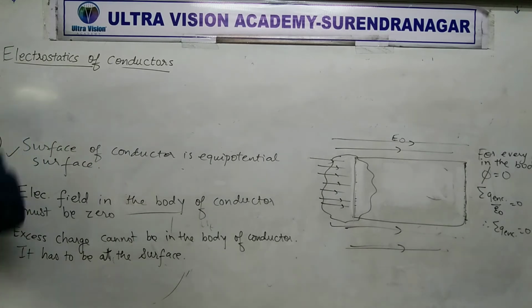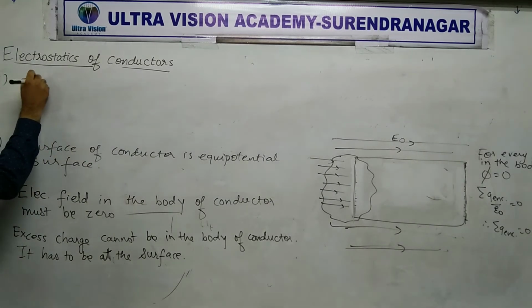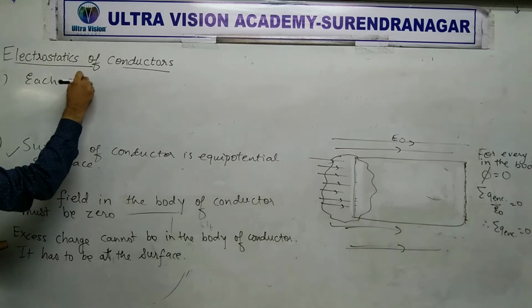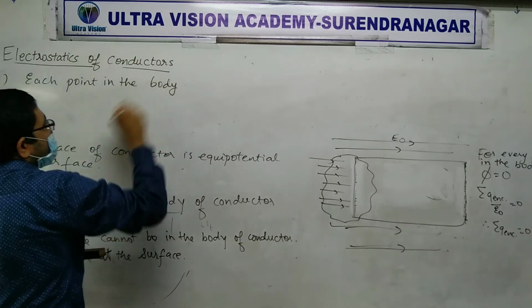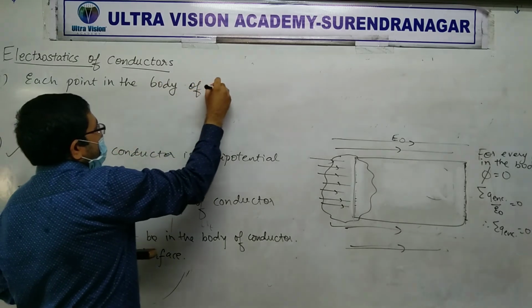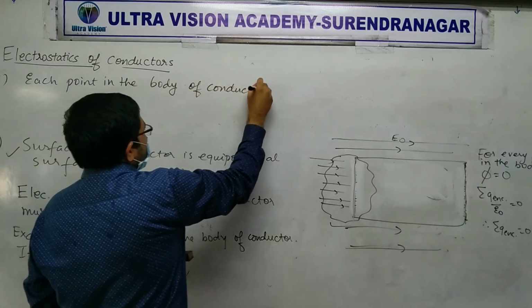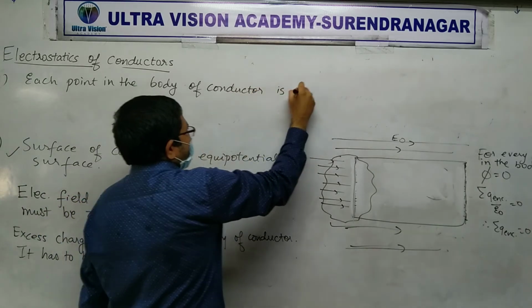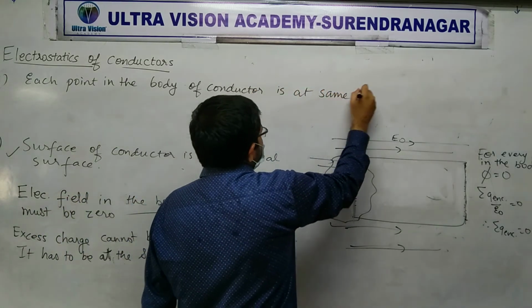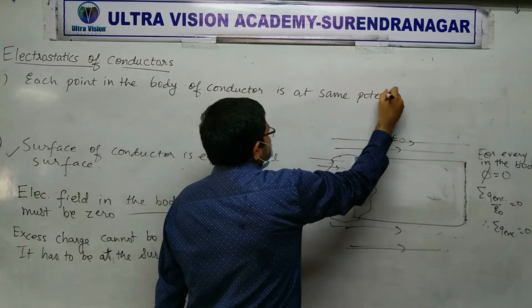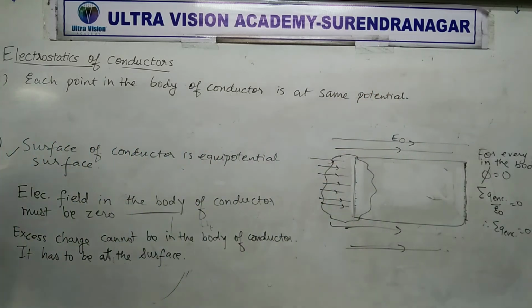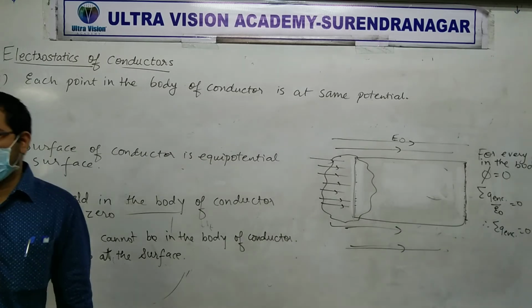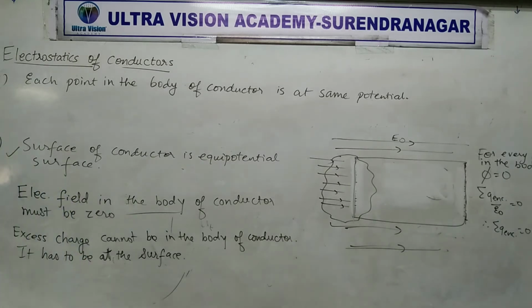Which is once again related to 3. Number 5: each point in the body of the conductor is at the same potential. Each point in the body of the conductor. I just want to confirm whether you have understood the meaning of in the body. Yes.